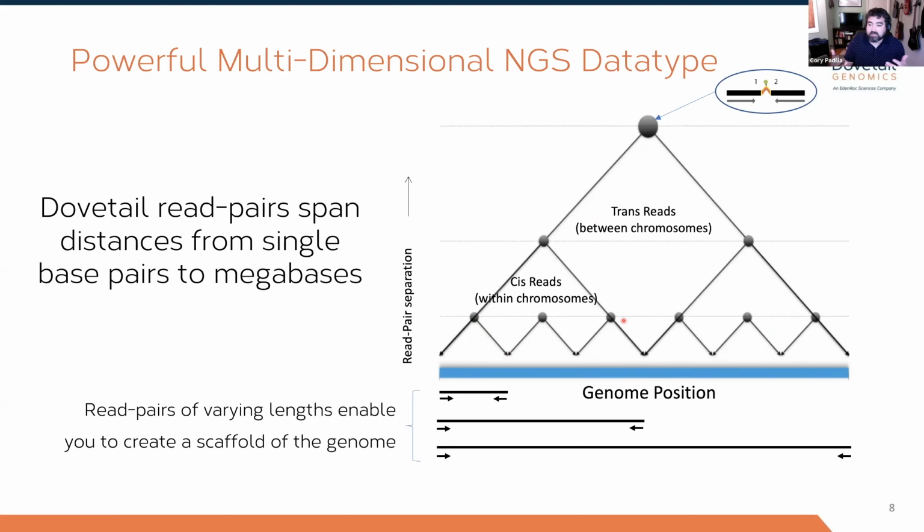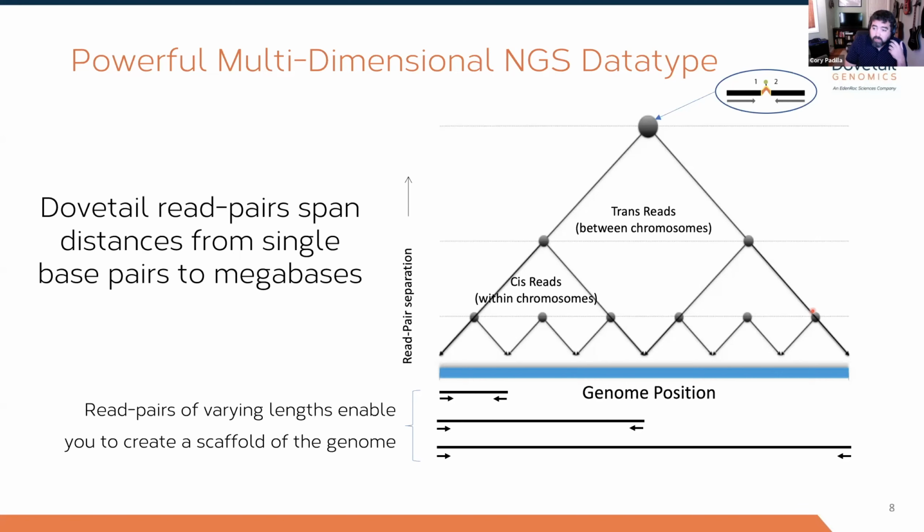And these events can span from single base pairs, because this is just NGS sequencing, you'll capture single bases along this read, but then they also span megabases, where this read pair separation can be as large as basically the chromosome. And so it's a very powerful data type.